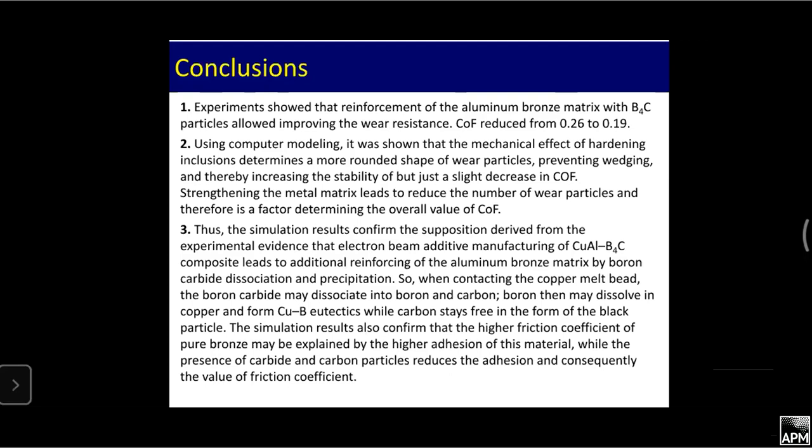The simulation results also confirm that the higher friction coefficient of pure bronze may be explained by the higher adhesion of this material, while the presence of carbide and carbon particles reduces the adhesion and consequently the value of the friction coefficient. So that's all, thank you for your attention.